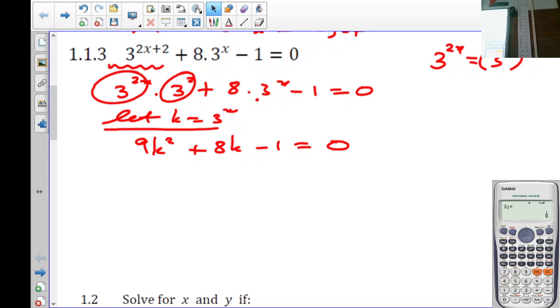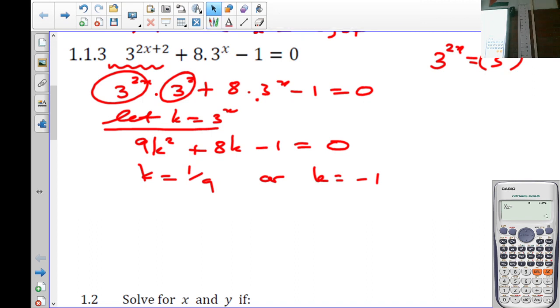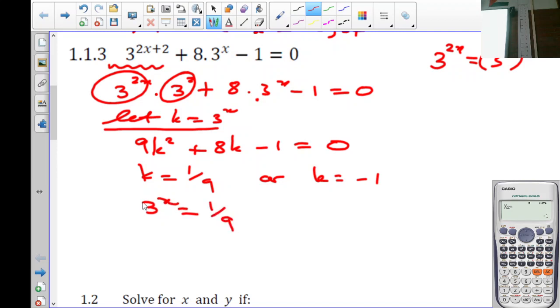So it's going to give you an answer of, negative 1 over 9. No, it's positive 1 over 9. Or k is equal to negative 1, I presume. Yes, that's it. But what is k? K is 3 to the x. So 3 to the x is 1 over 9. So that is going to be 3 squared. So 3 to the x is equal to 3 to the minus 2. Therefore x is equal to negative 2.